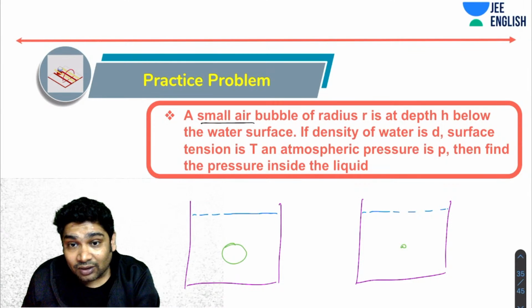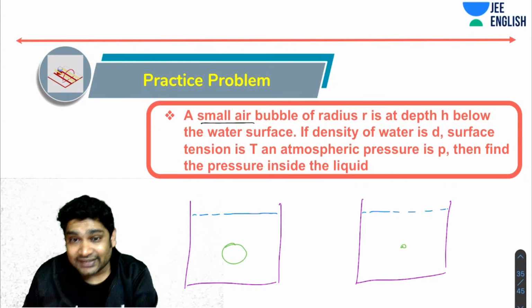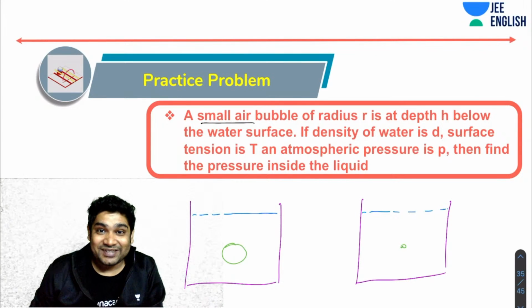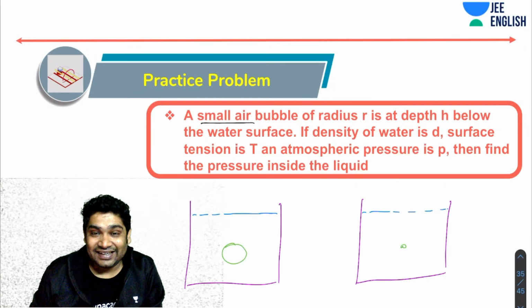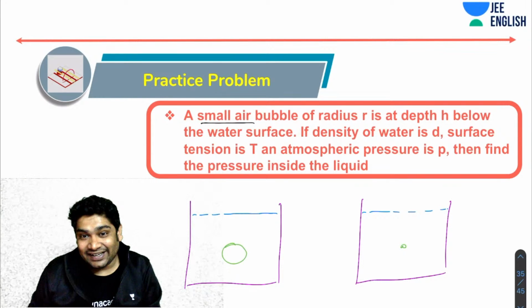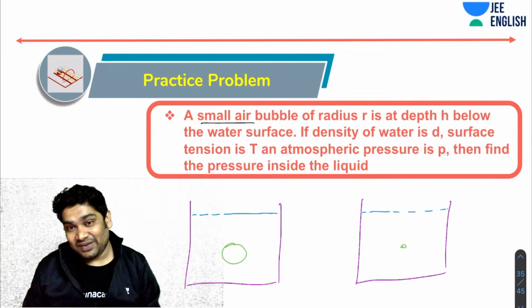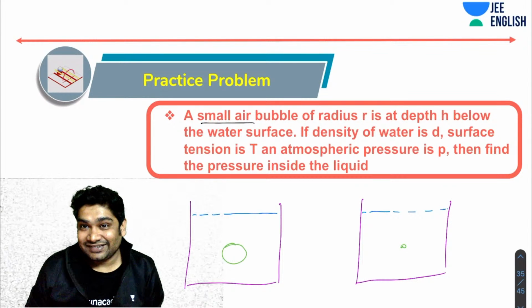Okay, sir, are complicated questions asked in kinematics? Yes, sometimes, sometimes they are. Yes, Rishabh is absolutely right. P ATM plus rho GH plus 2T/R is the correct answer.